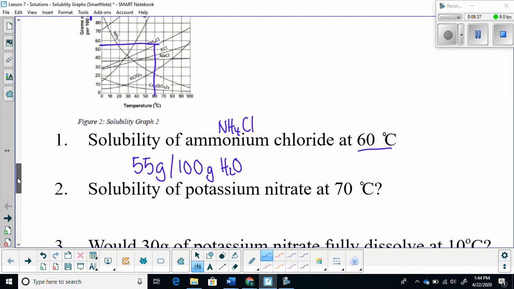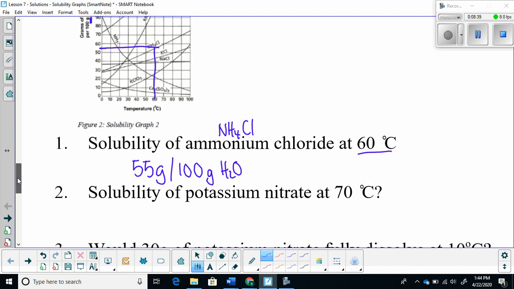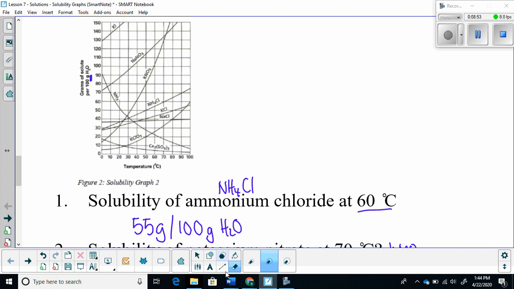Okay, let's look at the next one. The solubility of potassium nitrate. Okay, potassium nitrate looks like this. KNO3. Okay, so let's reset our graph. Scroll up. We're looking for potassium nitrate at 70 degrees. So I'm going to find 70. There's 70. And potassium nitrate, the line is up there.